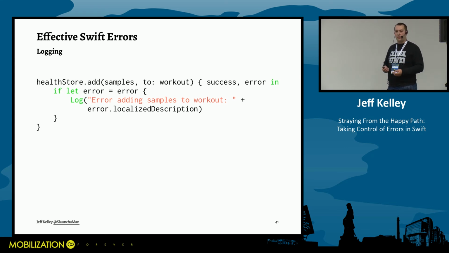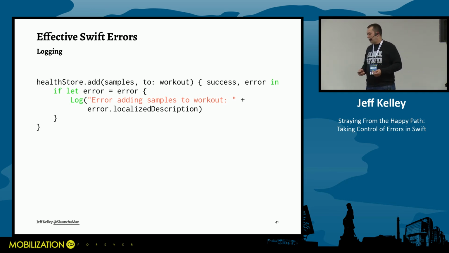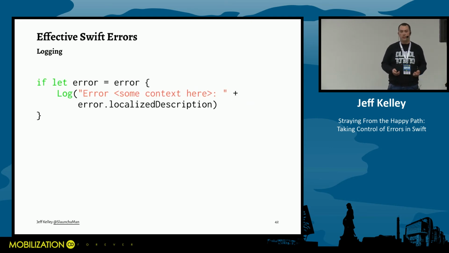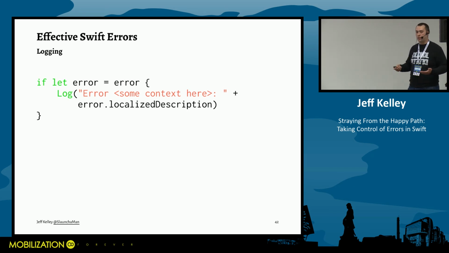And so I have this common logging utility called log. And I found myself in this same pattern again and again, where there'd be an error adding samples to the workout, and I throw in the description. And that kept happening. And they all had the same format, where if there's an error, then have some log message with some context about what I was doing when I got the error, and then the description of the error.